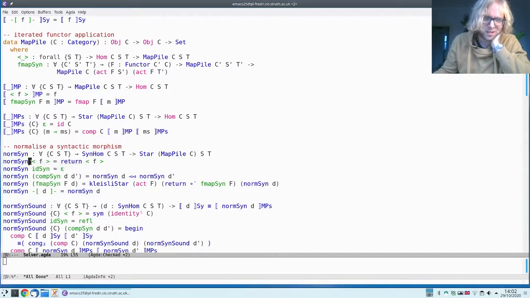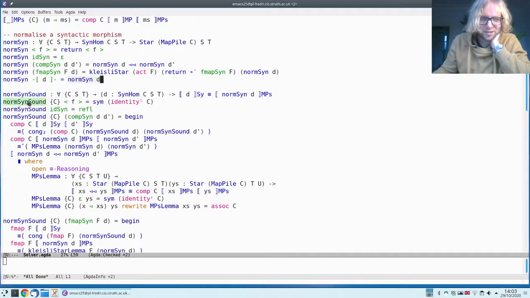So if we just have an embedded thing, then we can make a singleton. That's what return does. If we have the identity, then we make the empty list. And if we have a composition, then we normalize the pieces, and then we append the lists, right? And if we have an F map, then we do something slightly more complicated. But basically, we're just putting the F map in the right place, putting singletons, etc. And if we normalize something in focus, then we just continue normalizing underneath the focus.